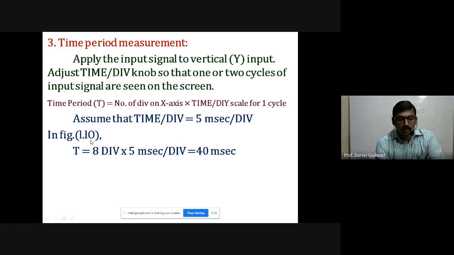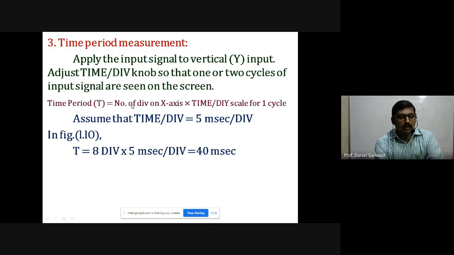Now in the figure we have T is equal to 8 divisions into the time per division set as 5 millisecond per division. So 8 into 5 is 40 millisecond. The division units get cancelled, and we obtain only millisecond. So 40 millisecond is the period of this signal that is connected to the vertical Y input. This is the measurement of time period.